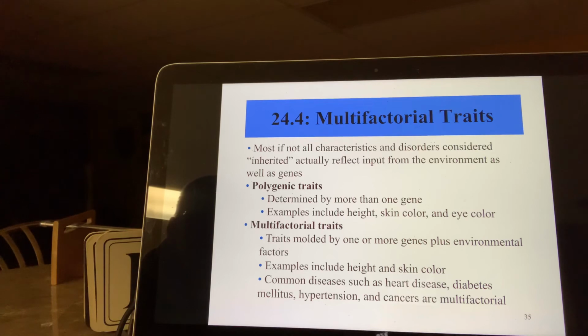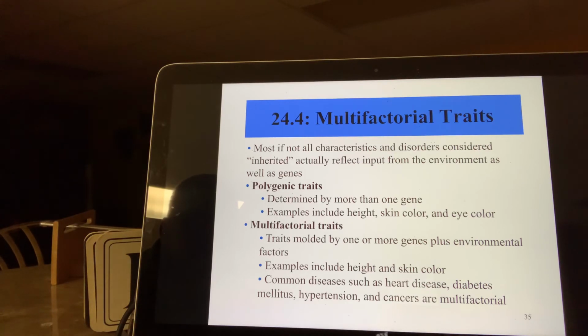In addition, multifactorial traits means that some traits are influenced by environmental factors. For example, people who live in conditions where they don't get enough food, even though they may be genetically programmed to become a certain height, they don't ever attain that height because they don't have enough fuel to make them grow taller. Certain diseases like heart disease, type 2 diabetes, hypertension, and certain cancers are multifactorial.